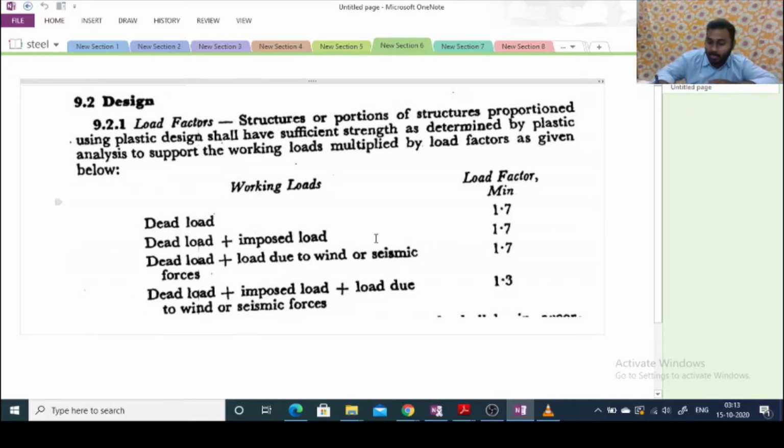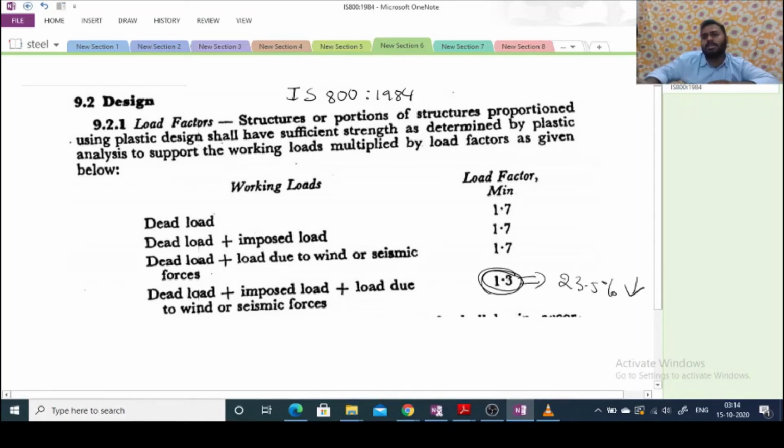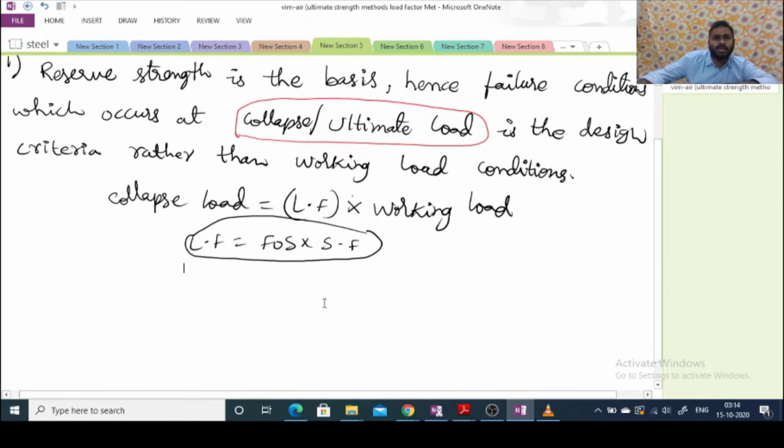Here I will write. These are the standard values that were mentioned. And if you observe here, the load factor, if earthquake or wind load is considered, is reduced. How much is it reduced? Approximately 23.5% reduction of the load factor, if we consider wind or seismic load along with dead load or imposed load. Is that okay? So these are the load factor values. This is about the first point.